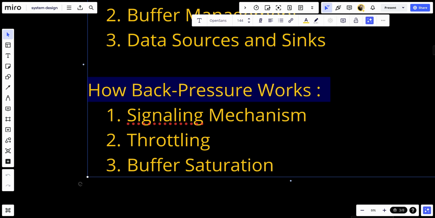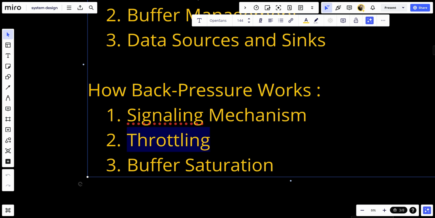Let's talk about how back pressure works. First, we want to talk about the signaling mechanism. When a consumer is unable to keep up with the incoming data, it sends a signal upstream to the producer. This signal can be explicit, like an acknowledgement message, or implicit, like slowing down the rate of data reading.